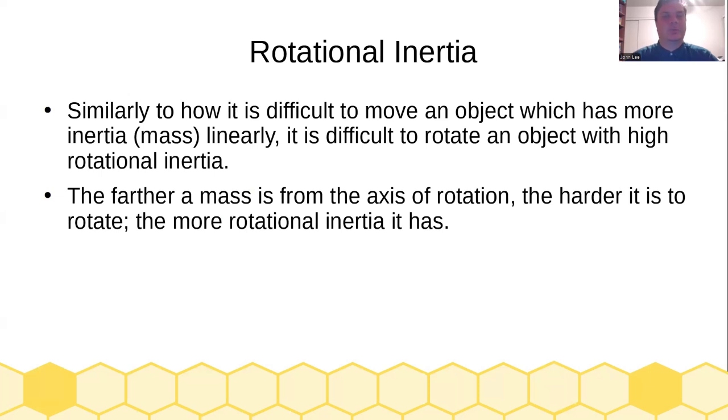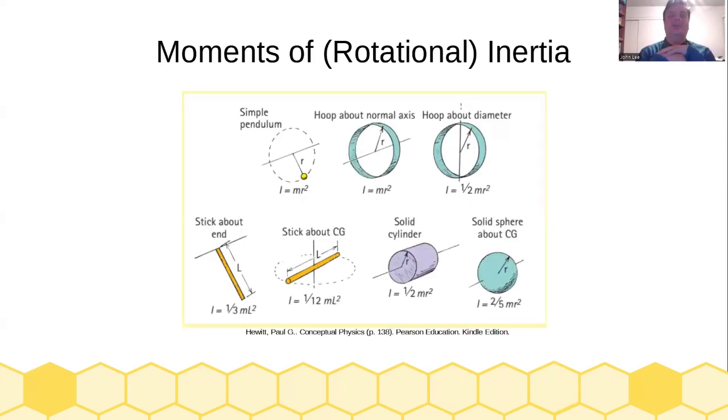Rotational inertia is our first point of comparison between these rotational ideas and our linear ideas, which we've already established. Similarly to how it is difficult to move an object which has high inertia, which means mass, linearly, it is difficult to rotate an object with high rotational inertia. So the farther a mass is from the axis of rotation, the harder it is to rotate, the more rotational inertia it has. Rotational inertia is also called the moment of inertia.